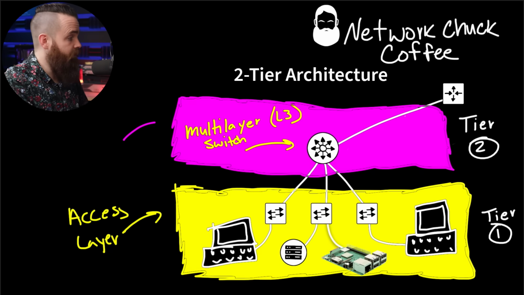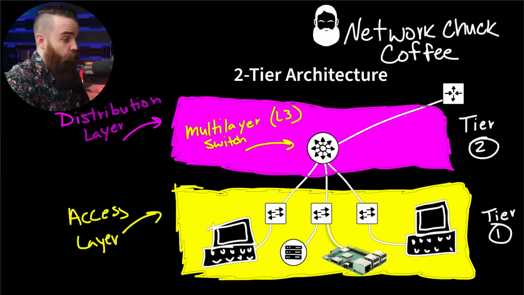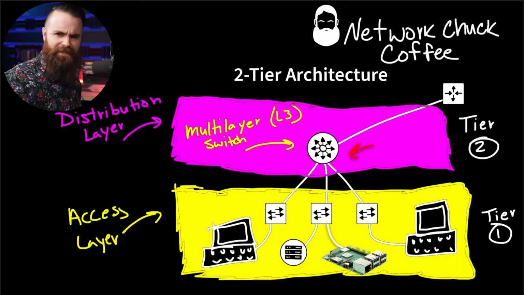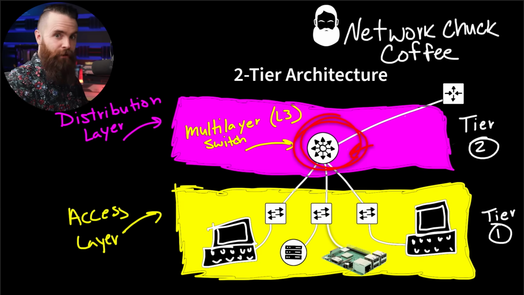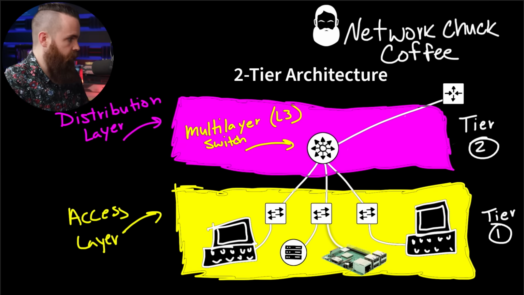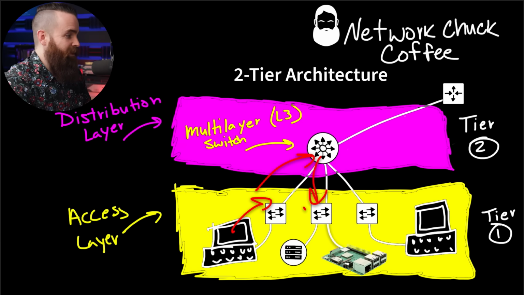And then our tier two layer, this guy is called our distribution layer. And of course, this would be our distribution switch. Why is he called that? Well, because his job is to distribute all the packets, all the frames throughout the network. Like, he's it. Everything goes through him. If the computer wants to talk to my server, well, the computer goes access switch, distribution switch, down to access switch, down to server. If he wants to access the internet, access switch, distribution switch, router.